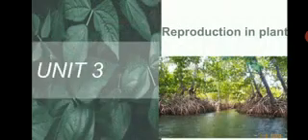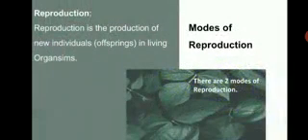Now, unit number 3, reproduction in plants, and today we will discuss different modes of reproduction. But before discussing the different modes of reproduction, we need to know what reproduction is. Reproduction is the production of new individuals, offspring, in living organisms, whether they are plants, animals or human beings.